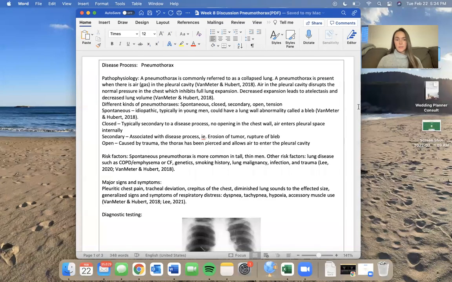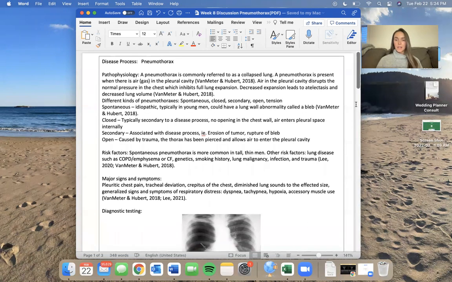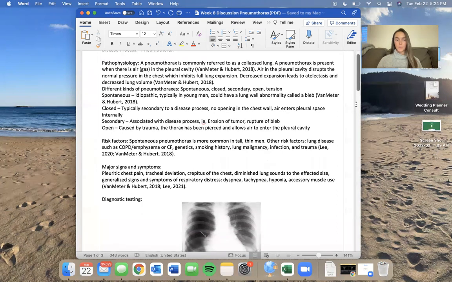Hi, everyone. For this week's discussion post, my disease process is pneumothorax. A pneumothorax is commonly referred to as a collapsed lung. A pneumothorax is considered present when there is air or gas in the pleural cavity. Air in the pleural cavity disrupts the normal pressure in the chest, which inhibits full lung expansion, so the lung collapses. Decreased expansion leads to atelectasis and decreased lung volume.